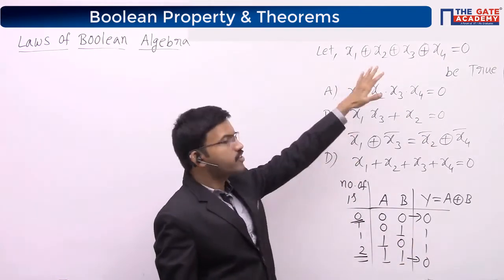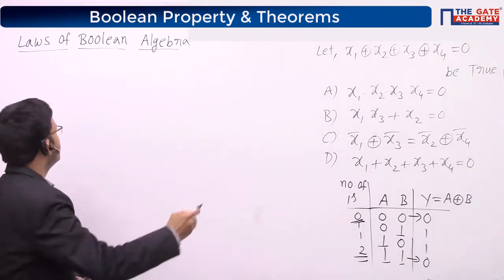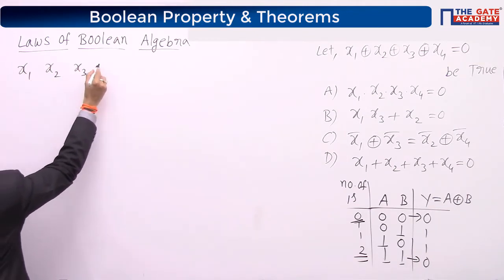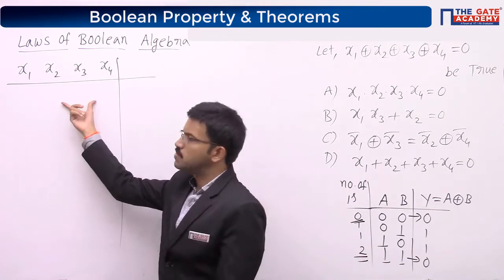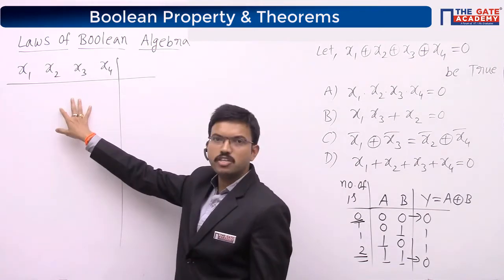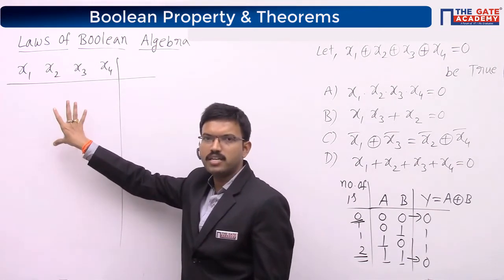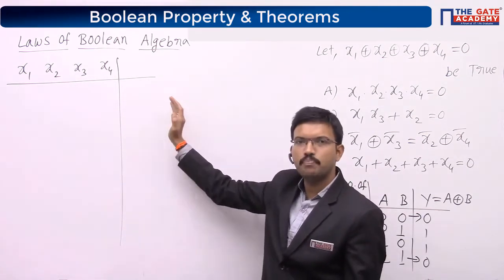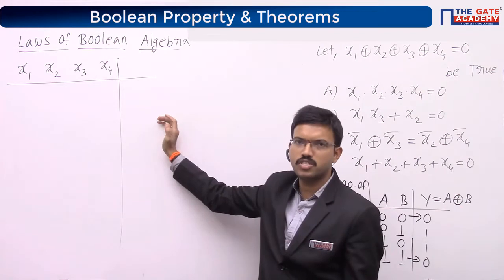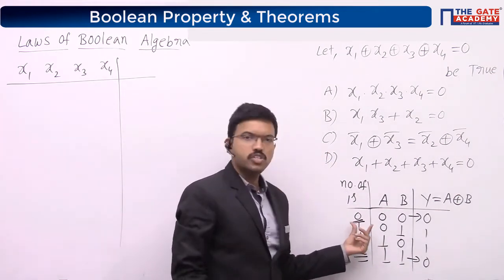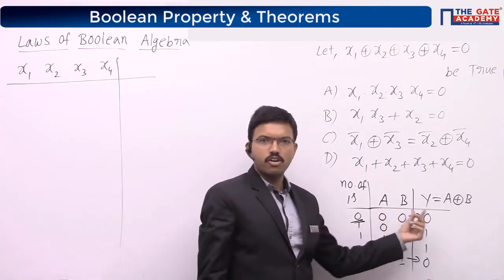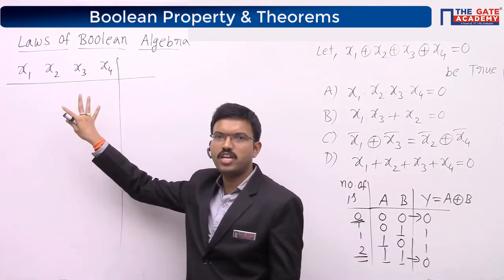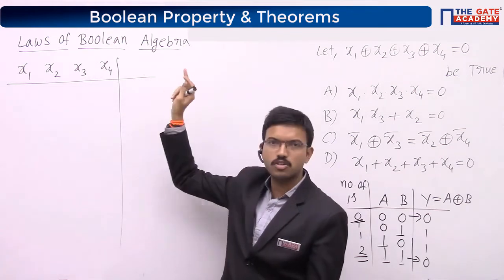Now similarly for 4 variables. Here the 4 variables are x1, x2, x3, x4. That means we can represent 16 combinations of zeros and ones. But among the 16 combinations, only 8 combinations will produce output 1. The other 8 combinations will produce output 0. Okay. Here we understood that for an even number of ones, the output is 0. So I will consider only those combinations with an even number of ones. For those cases, the output will be 0.